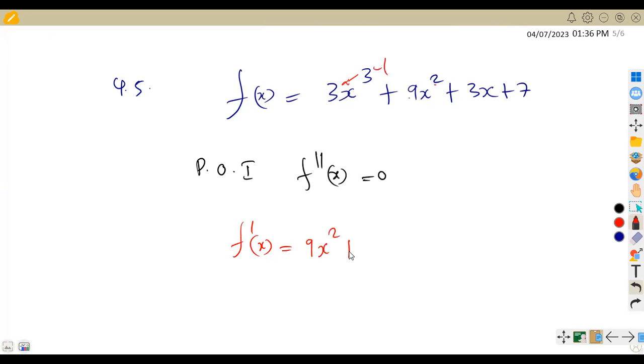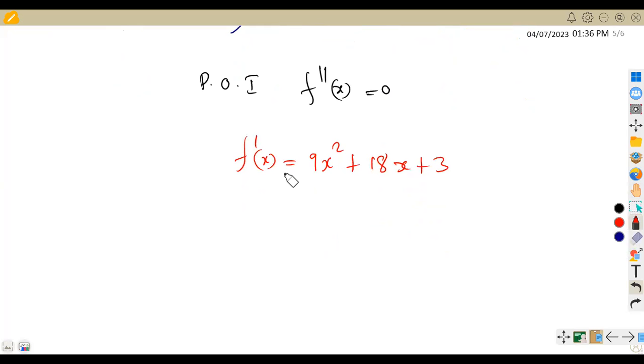9 and 2, which is 18, we subtract 1, this is going to be 18x. For 3x, it is going to be 3. 7 is a constant, so that's a 0 in this case. So we have got our first derivative. We find the second derivative, that's 9 and 2, which is 18x, and 18x gives 18. 3 is a constant, so that's a 0 in this case.